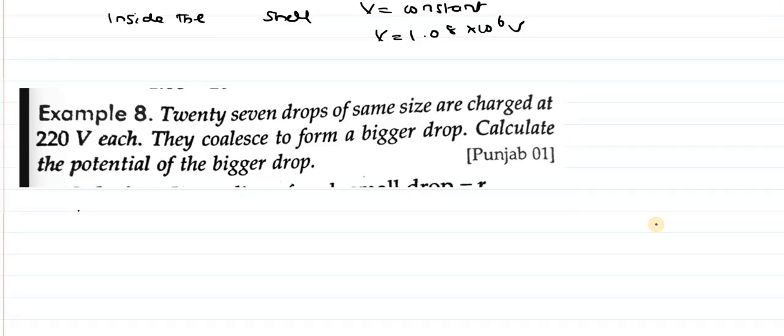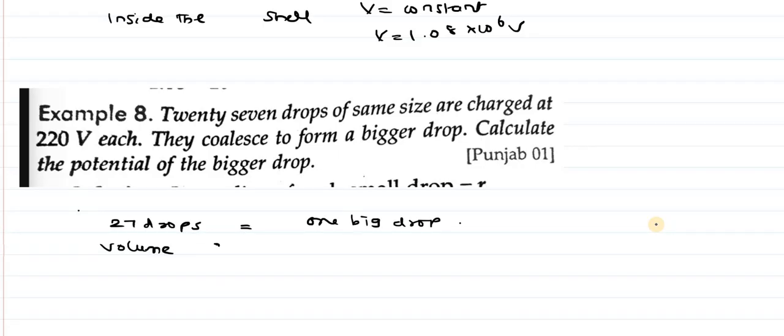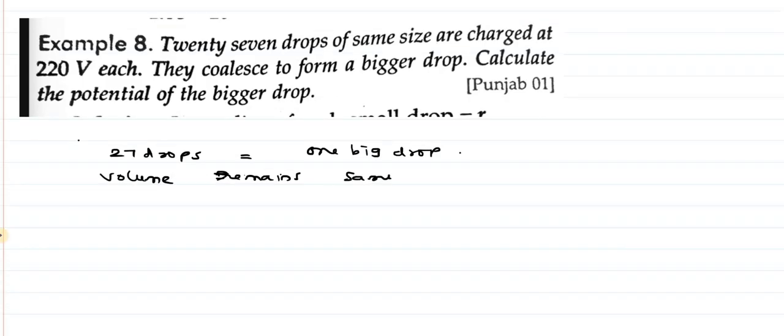So 27 drops of single charge combined to form one big drop. But what we need to remember is that the volume remains the same. When you combine this many drops to make one big drop, the volume is going to be the same. That means we first find the volume of one small drop. It is spherical in shape, so 4 by 3 pi small r cube.